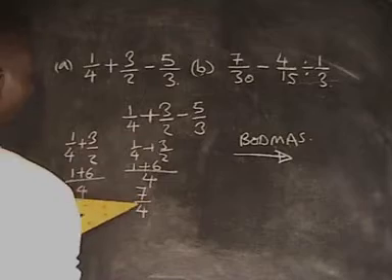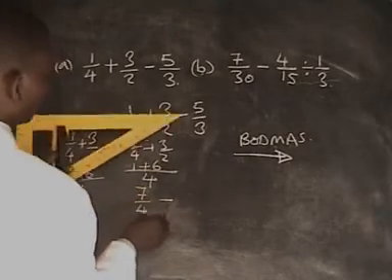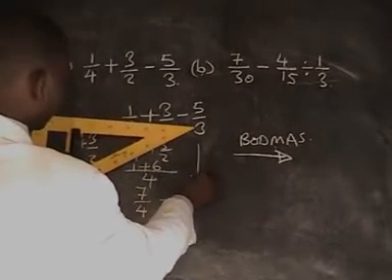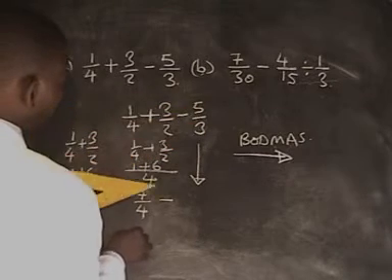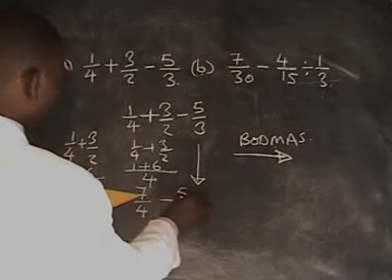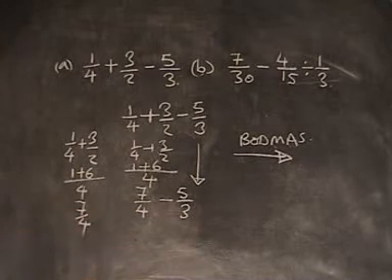Then upon getting this 7 over 4, you have to proceed. You subtract. I carry forward this sum, and bring down the 5 over 3 to be subtracted from there.